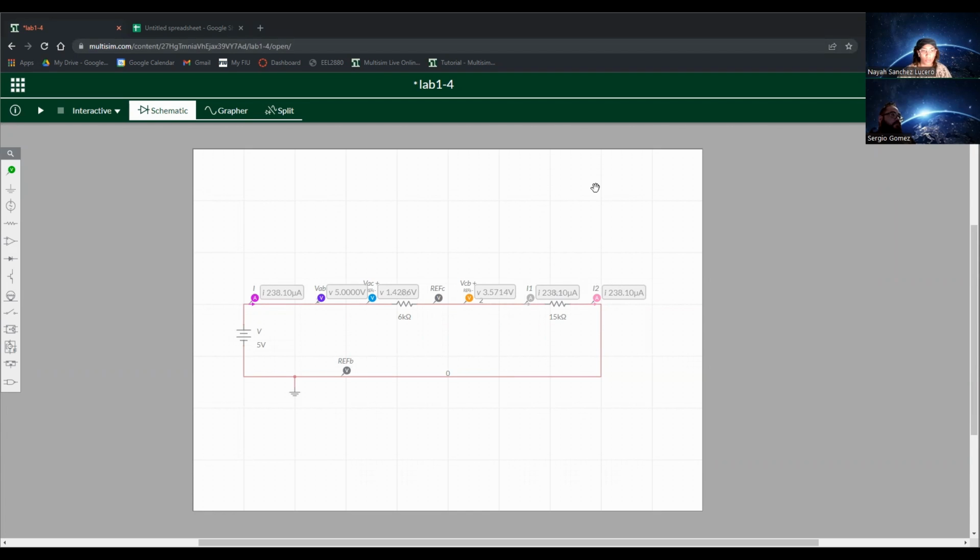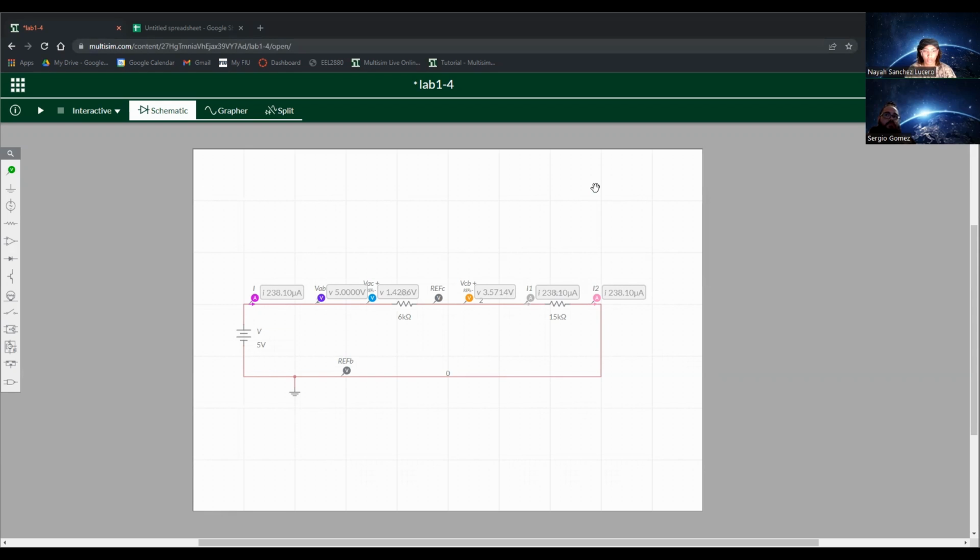For lab activity 4, we have a closed circuit with the resistors in series. This is for condition B, where resistor 1 is less than resistor 2. Resistor 1 has a value of 6 kilo ohms, and resistor 2 has a value of 15 kilo ohms. Here, the values for current I1 and I2 are the same, 238.10 microamperes, and this is because the circuit is in series. For VAB, the potential difference is 5 volts.